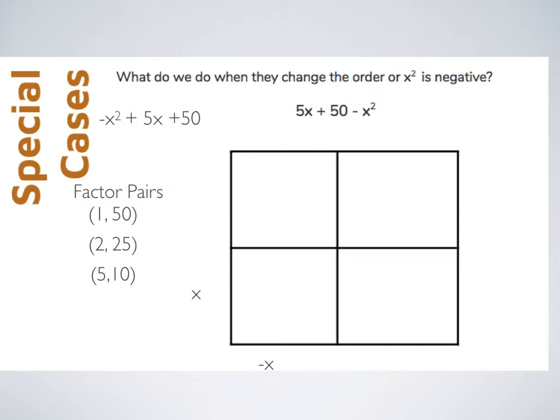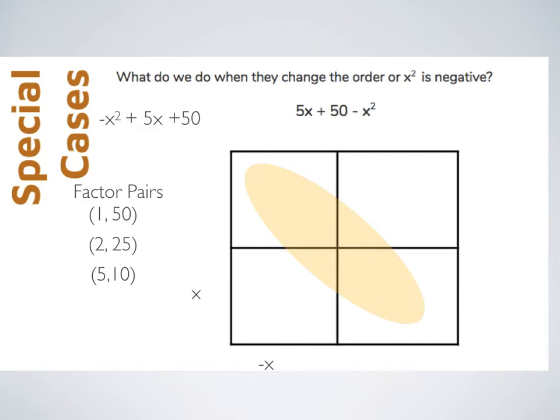A negative times a positive is a negative, right? And then I'm going to think to myself, what would I need in my O and my I boxes? These boxes, what would I need to give me positive 5x? I would know I need, if I've got a 10 and 5, essentially 10 minus 5, or 10x's take away 5x's, and that would give me plus 5x. Okay, so how am I going to get that?